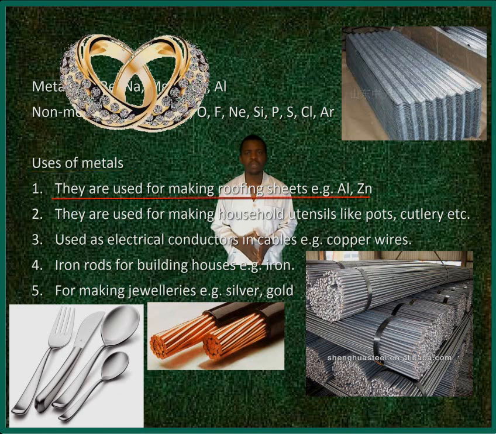Uses of metals. They are used for making roofing sheets, example, aluminium and zinc. They are used for making household utensils like pots, cutlery, etc. Used as electrical conductors in cables, example, copper wires. Iron rods for building houses, example, iron. For making jewelries, example, silver and gold.